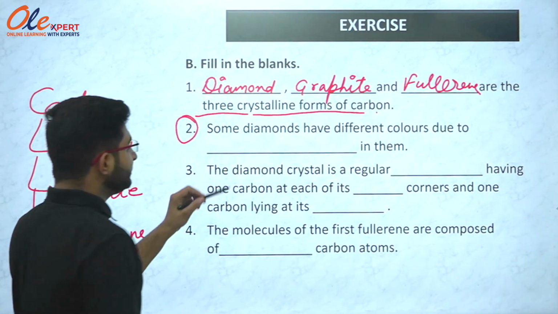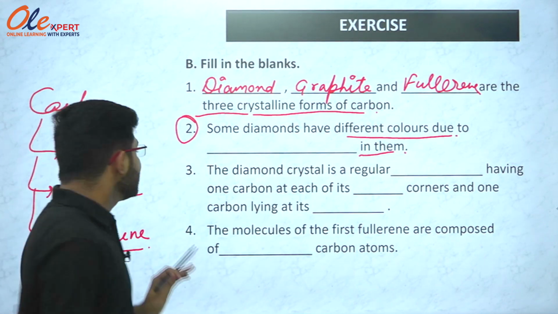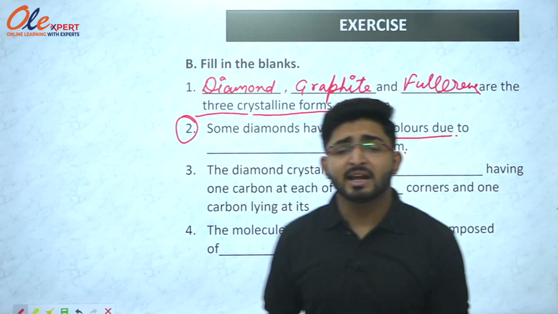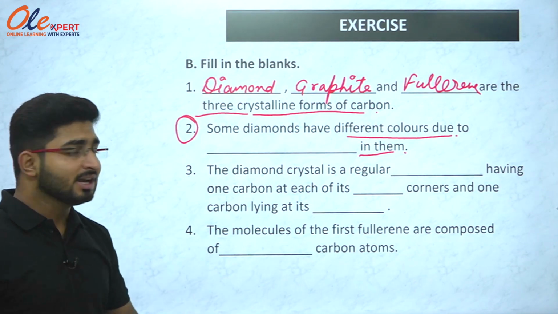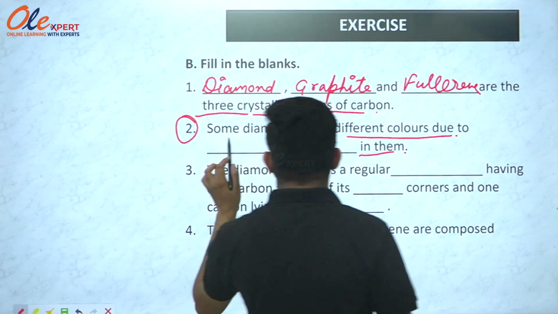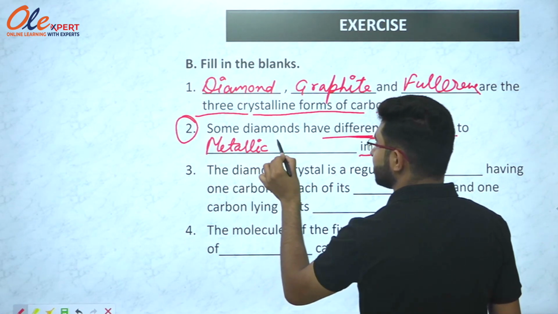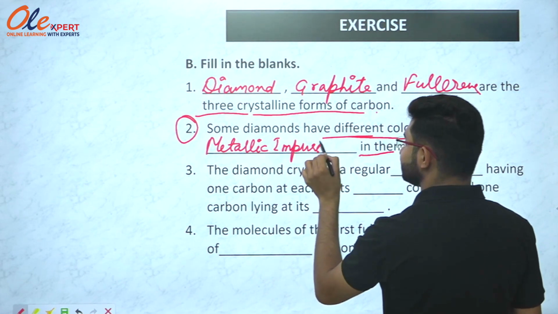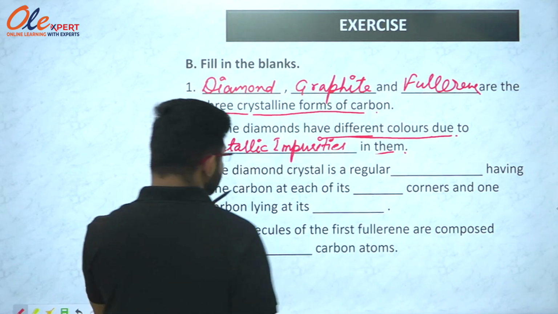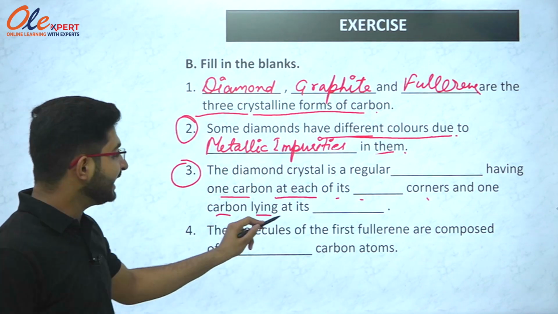Now the next part says some diamonds have different colors due to dash in them. We have studied some diamonds are blue in color, black in color, green in color, but why are these in different colors? These are found in different colors just because of the metallic impurities that are present in that diamond. So you have to write that some diamonds have different colors due to metallic impurities in them. So the third part says that the diamond crystal is a regular dash having one carbon at each of its dash corners and one carbon lying at its dash.